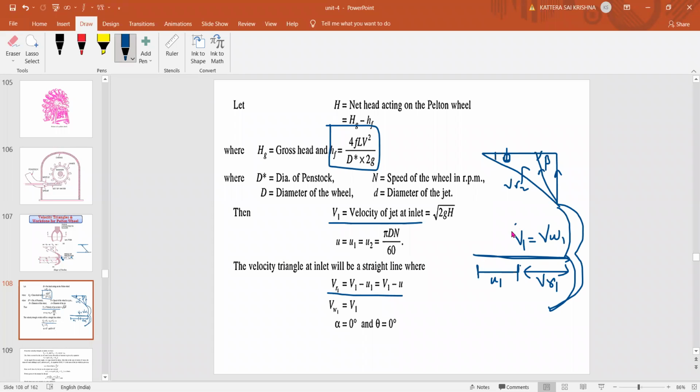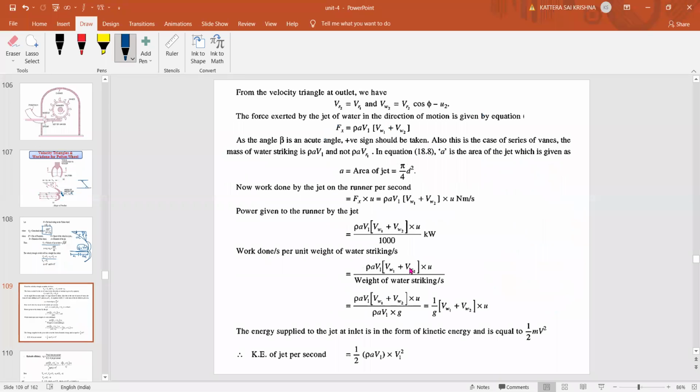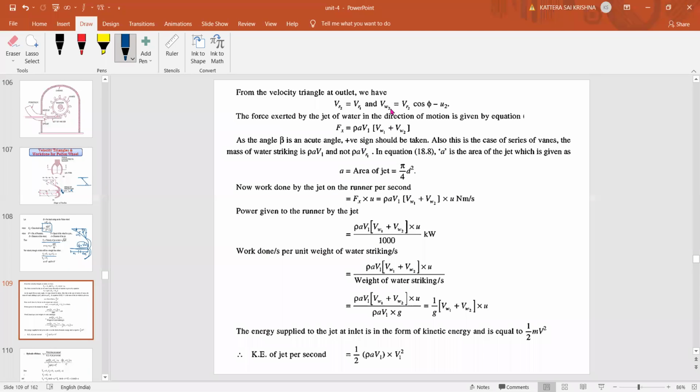Next, already we know the whirl velocity VW1 is equal to V1. So VW1 equal to V1. Alpha and theta are 0 since the jet is hitting the center of the splitter. Okay, any doubt in this? Right. So next slide, from the outlet triangle.